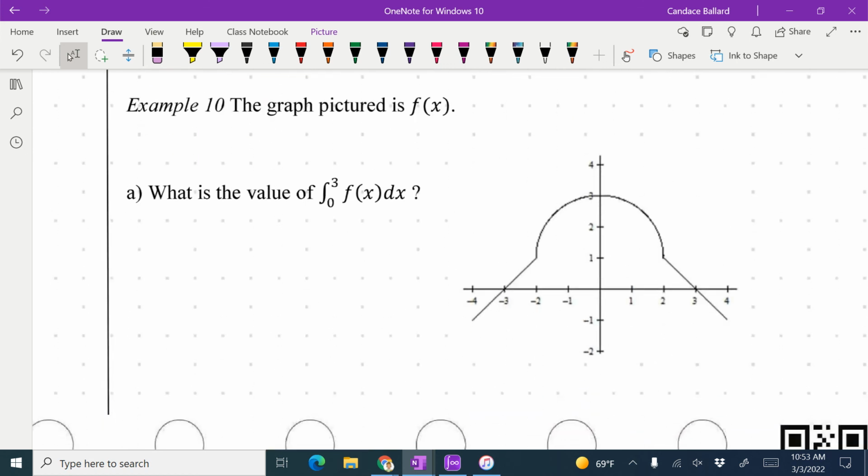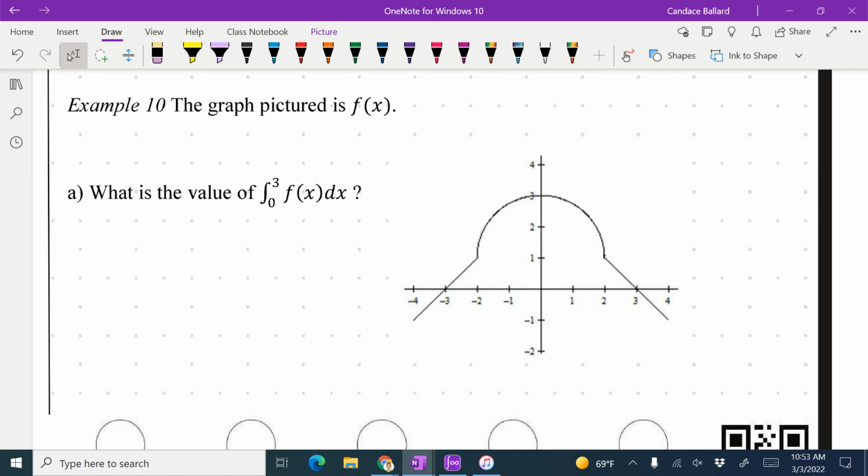Okay. The graph pictured is f of x. We need to find the value from 0 to 3. Okay, we might start some of these together, and I might have you try a couple on your own. So I'm going to go from 0 all the way to 3. All right, I see all kinds of weird shapes in there. And again, College Board loves these. So we're going to make sure we know how to do them.